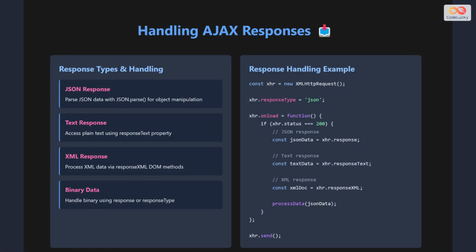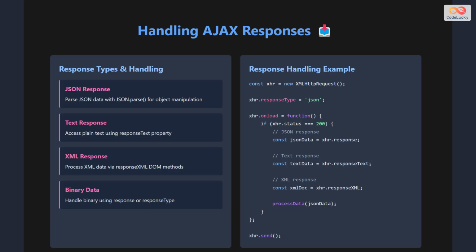Handling responses is crucial for AJAX. Let's go over various types of responses and how to handle them. Firstly, there is JSON response, where the data is in JSON format, which can be parsed using the JSON.parse method. Then there is text response, where the response comes as plain text, which can be accessed using the responseText property. There is also XML response, where the response comes as an XML document, which can be processed via the responseXML Document Object Model methods. Finally, there is binary data, which can be handled using the response or responseType properties.